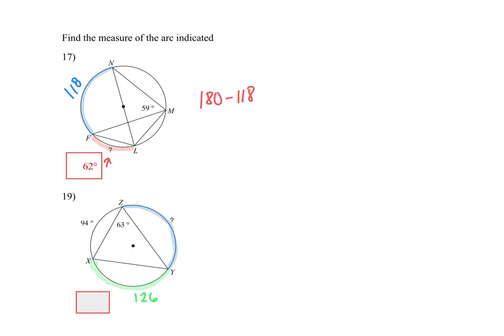126. Why does that help us? Well, because we have the 94, and an entire circle is going to be what? 360. So if I want to find this missing piece, I can say 360 minus the 126 plus 94. And that will help you find the 140 that's left over when you subtract.